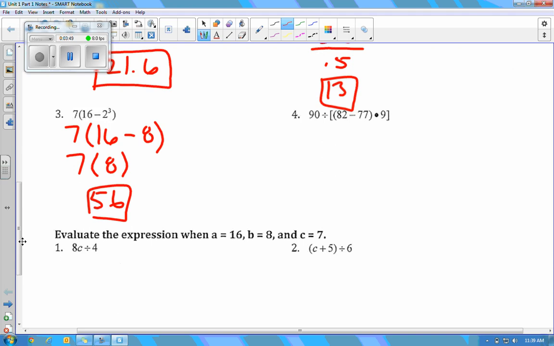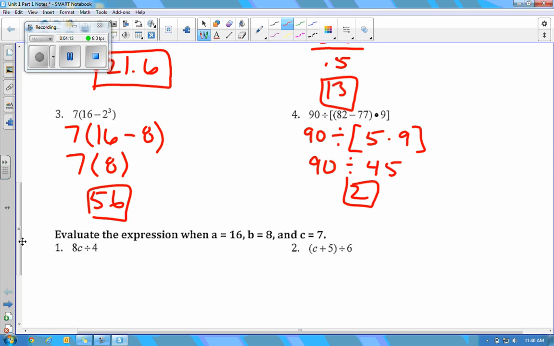And then looking at number 4, it's got a little bit more going on here. My first thing is grouping symbols, which I have brackets. So I'm going to go ahead and write the 90 divided by, because that's going to wait. Within the brackets, I have parentheses. So I've got to do the parentheses first, which is going to give me 5 times 9. Now I can do the multiplication that's within those brackets, and I'll get 45. And now I can divide, and I'll get 2.